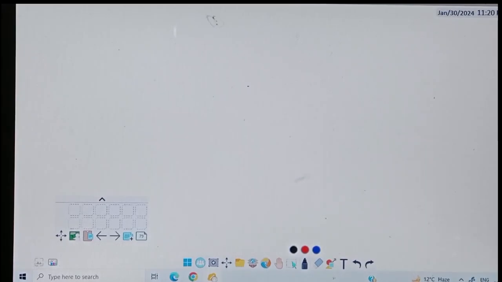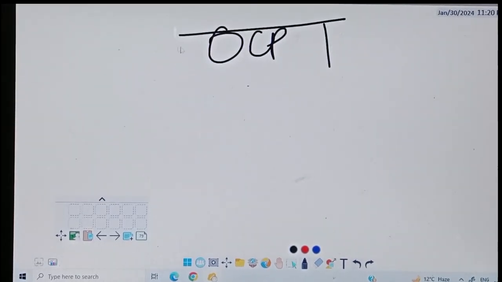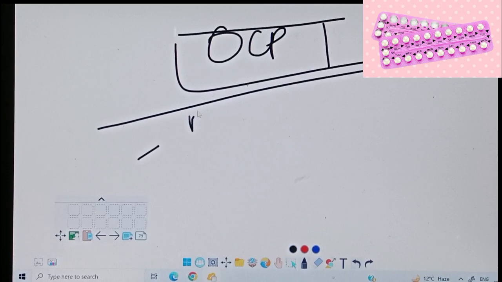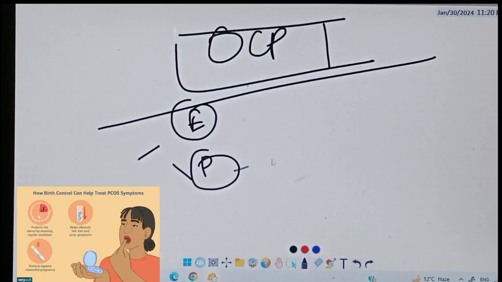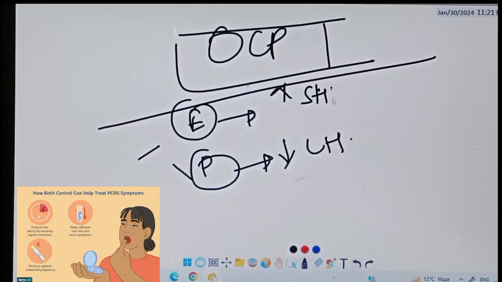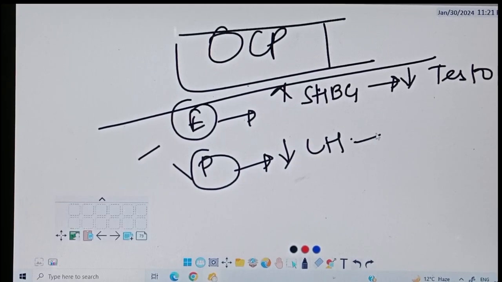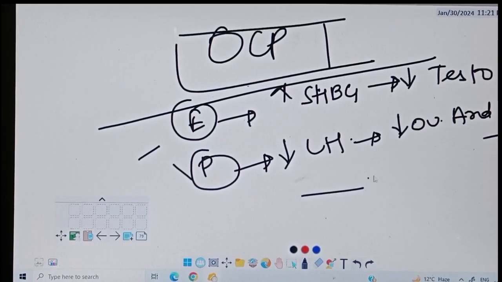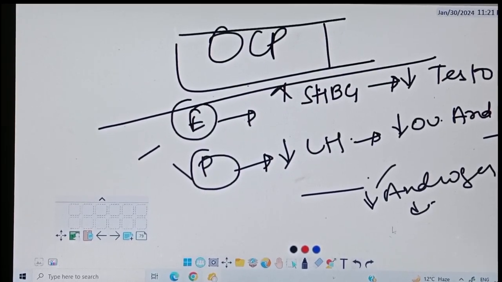Next, how does OCP help in PCOS hirsutism? OCP contains estrogen and progesterone. Progesterone decreases LH levels, and estrogen increases the hepatic synthesis of SHBG. Therefore, it decreases the free testosterone levels, and with decreased LH levels, there will be decreased ovarian androgen levels. Therefore, overall there are decreased androgen levels, so we also use OCP for hirsutism and acne. Now, which are the OCPs commonly used in hirsutism?